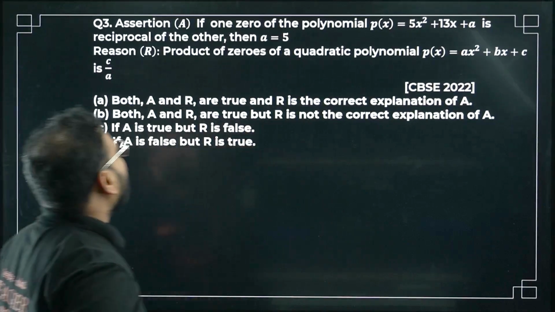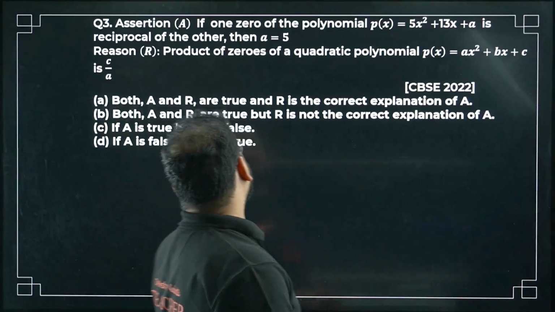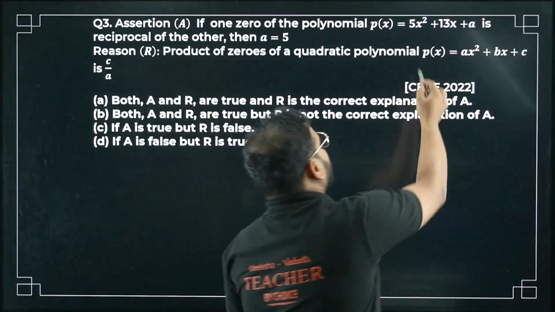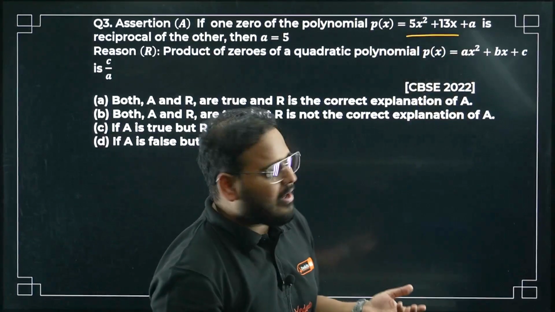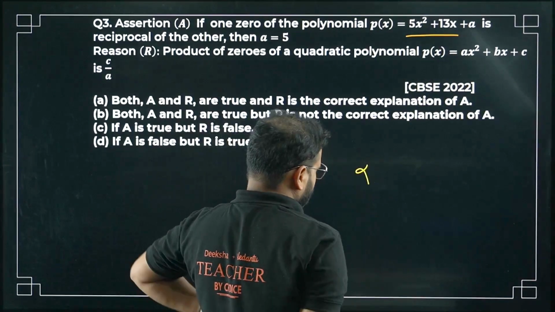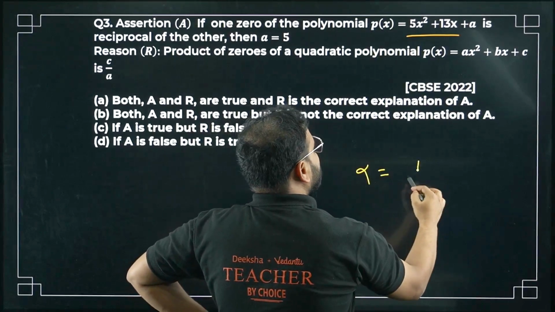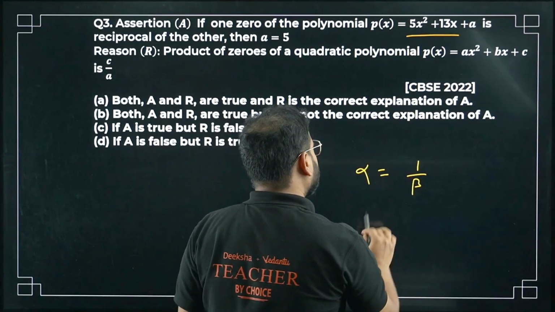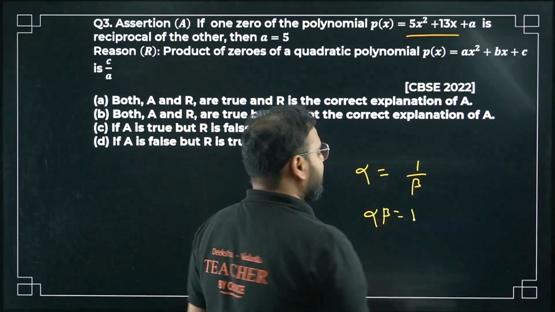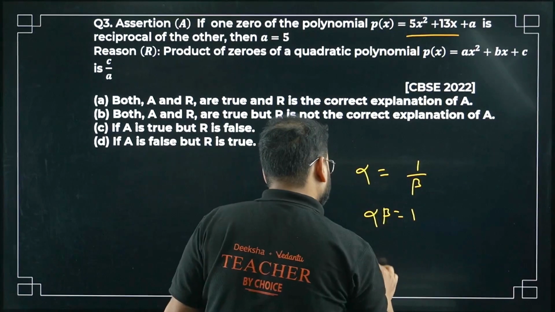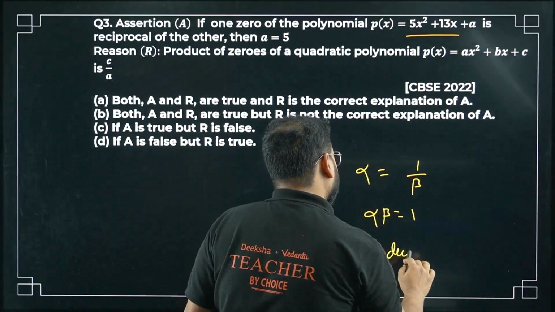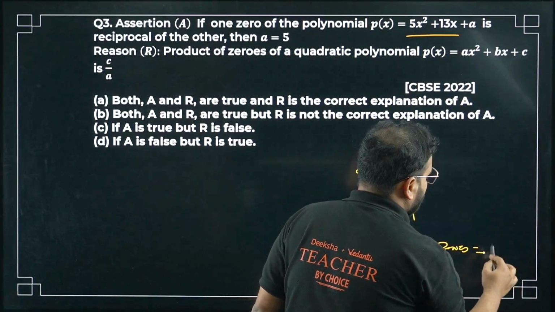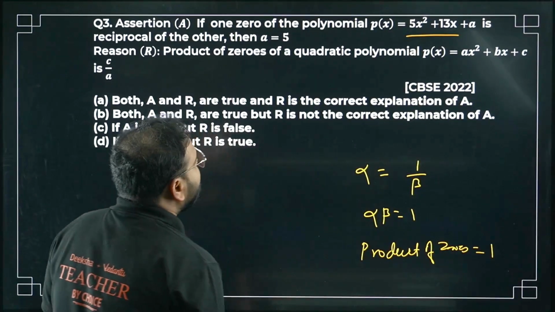If one zero of the polynomial is reciprocal of the other, then a is 5. For this given polynomial, they're saying zero number 1, let's call that alpha, is the reciprocal of the other. Cross multiply: alpha into beta will be equal to 1. What it means? Product of zeros equals 1.